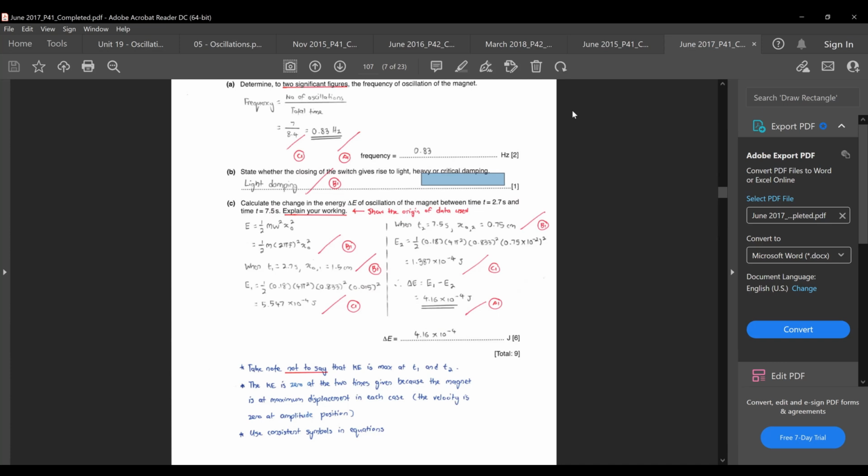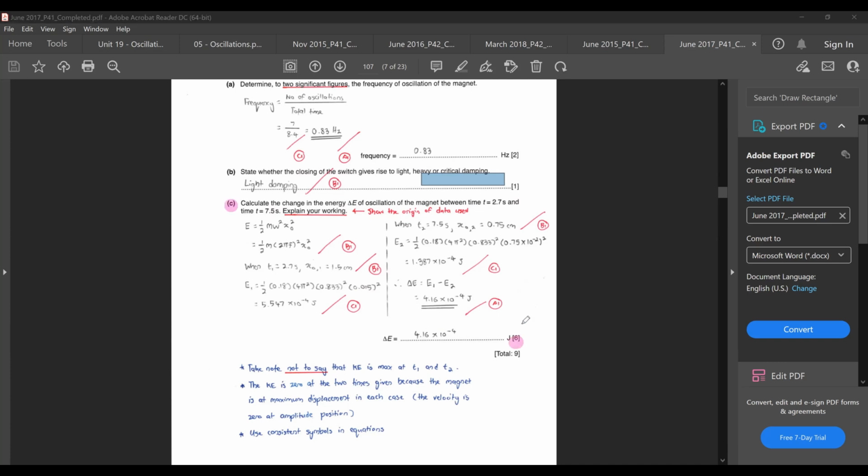Now for part C, it is extremely high in terms of the marks allocated. There's 6 marks allocated for this part alone. So: calculate the change in energy, delta E, of oscillation of the magnet between t equals 2.7 seconds to t equals 7.75 seconds. Explain your working. So all this requires 6 marks of working.